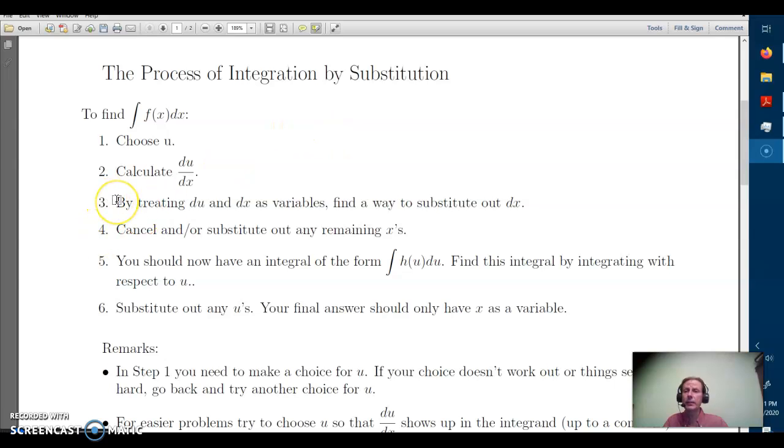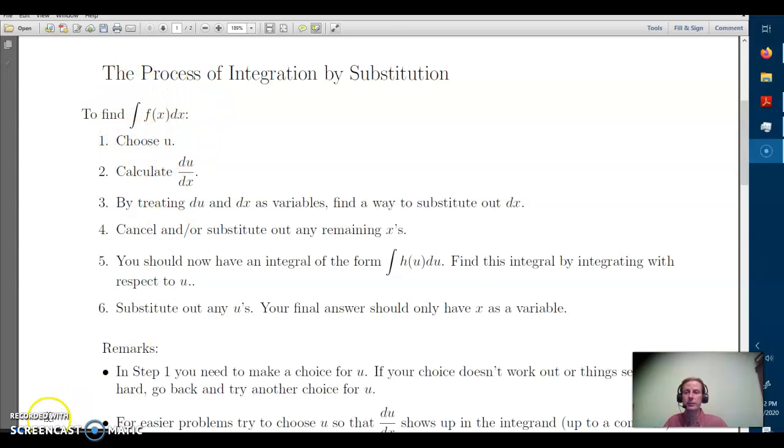In step 3, you want to get rid of the dx. How do you do that? Well, in step 2, you calculated du dx. Now, this actually isn't a fraction, it's just notation for the derivative. However, the point of integration by substitution is you are allowed to treat this as if it were a fraction and dx is a variable. And therefore, you're going to have some expression with dx in it, some equation really, and you'll be able to find a way to replace the dx. For example, you can solve the equation for dx, and you replace this dx here in the integral of f of x dx.